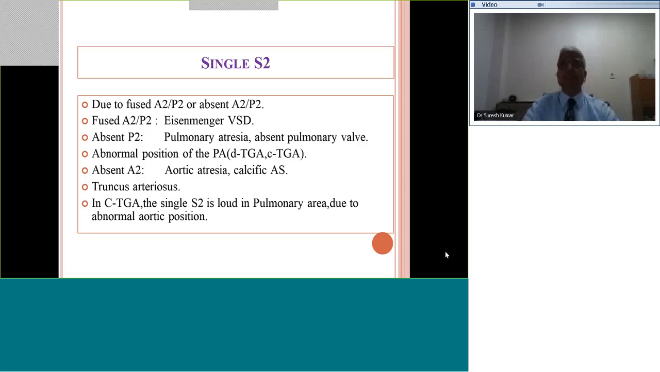And in corrected transposition, in my last lecture on corrected transposition, I pointed out that the single second sound is louder in the pulmonary area. So in a casual auscultation, you tend to think that the P2 is loud, but it's a single sound. It is palpable in the aortic area, and it's palpable in the pulmonary area. This denotes the abnormal position of the aorta, which is L-post.